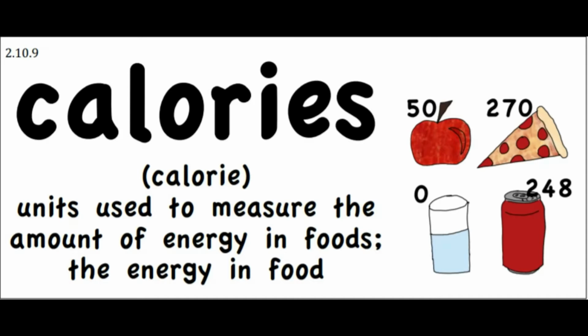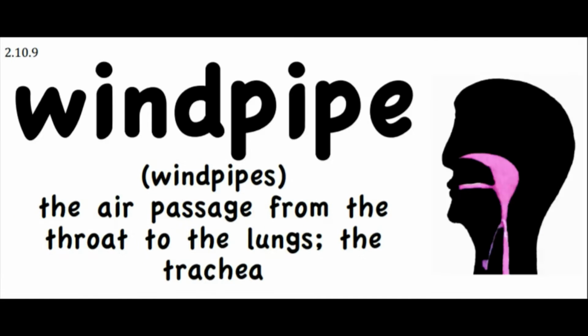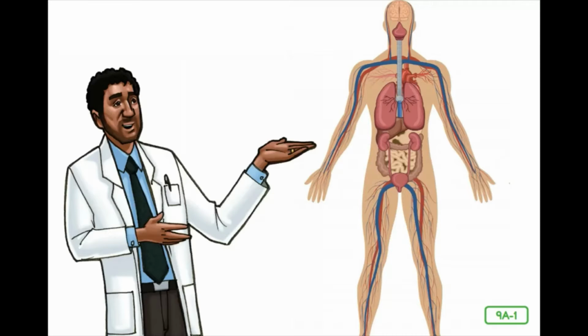Calories. Calories are the units used to measure the amount of energy in foods. The calories in the foods that we eat provide the energy we need to fuel our bodies. Windpipe. The windpipe is the passage in the throat that carries air to the lungs. The windpipe and the esophagus, which carries food to the stomach, are located next to each other, but serve very different functions.